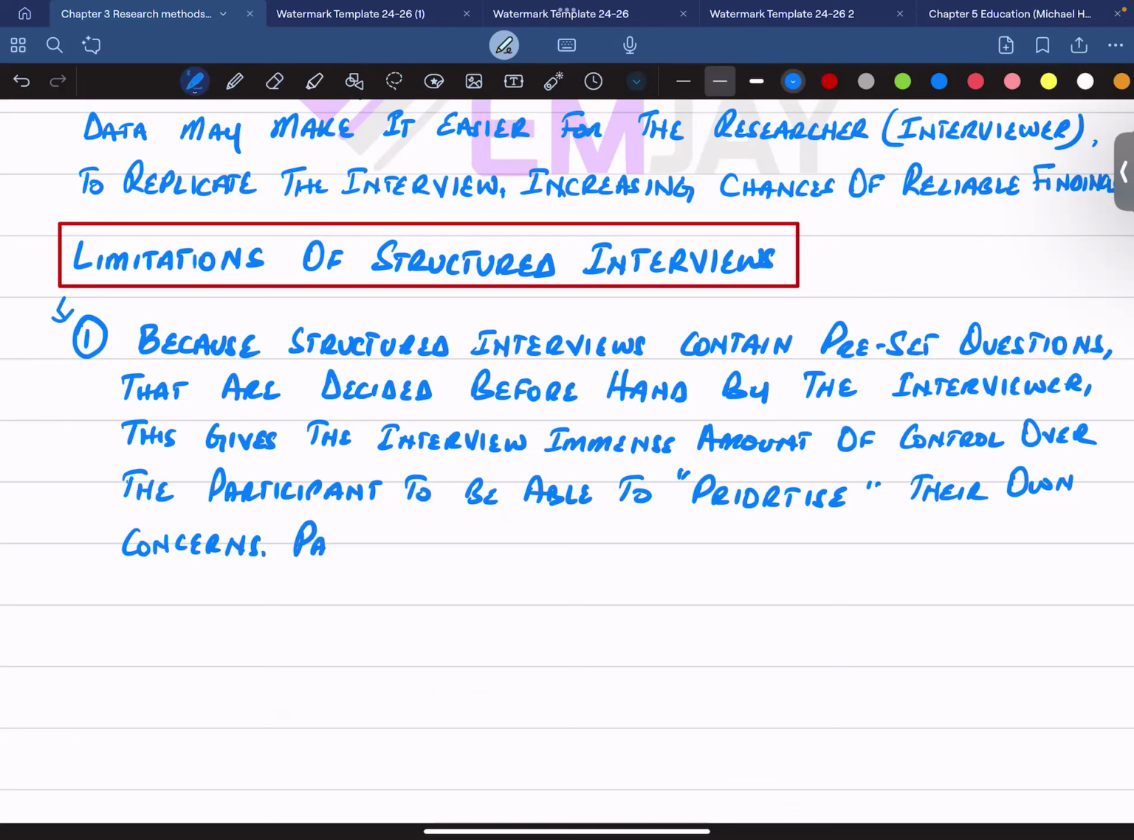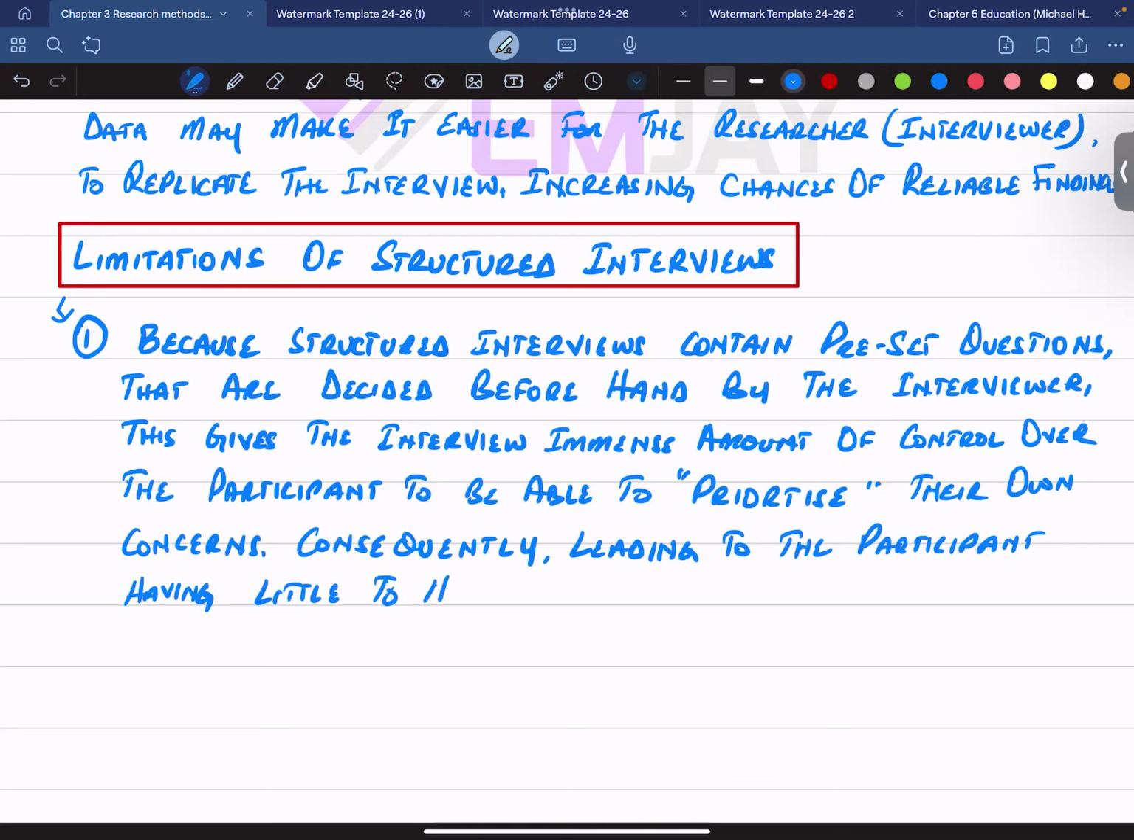The impact of this would be, I'll write down the entire thing, consequently leading to the participant having little to no control over the interviewing process. I just realized this has turned into a big paragraph. So yeah, I just wanted you all to understand this entire thing. Participants have little control over the interview and no opportunity to qualify the answers or to introduce issues that reflect their concerns.